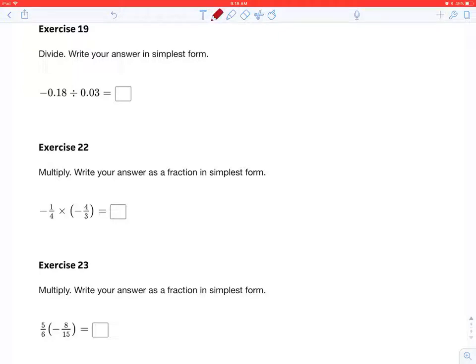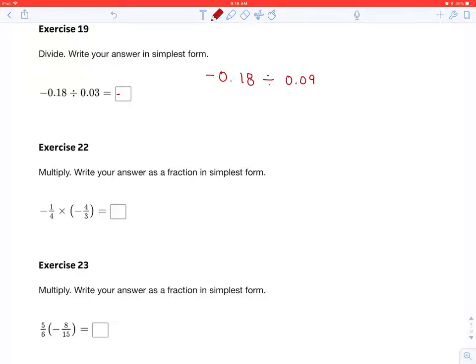Question 19, dividing these decimals. I'll do a similar problem for you. I'll do negative 0.18 divided by, let's say, 0.09 instead of the 3. If I were doing this, I could first see that my answer is going to be negative because I'm dividing a negative by a positive.